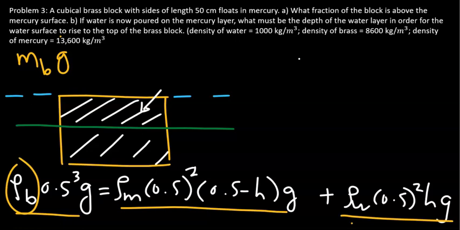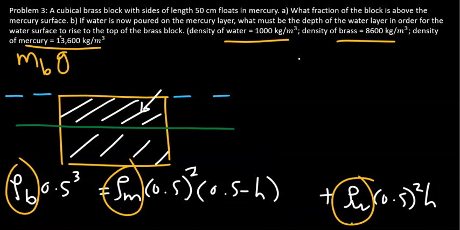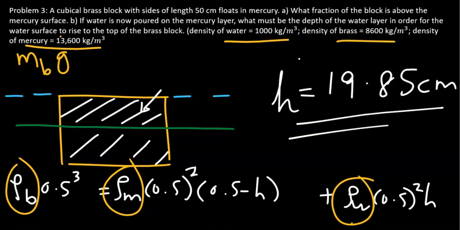Now all the densities are given, and all we have to do is to solve for h. This is density of water, density of brass, which is the density of the block, and density of mercury. g will get cancelled, and when you solve for h, you get 19.85 centimeters, and that solves the problem.